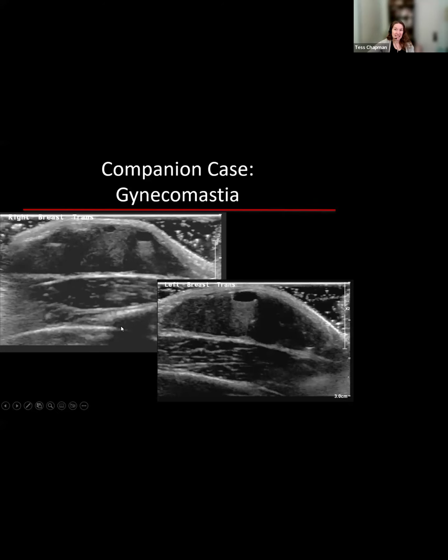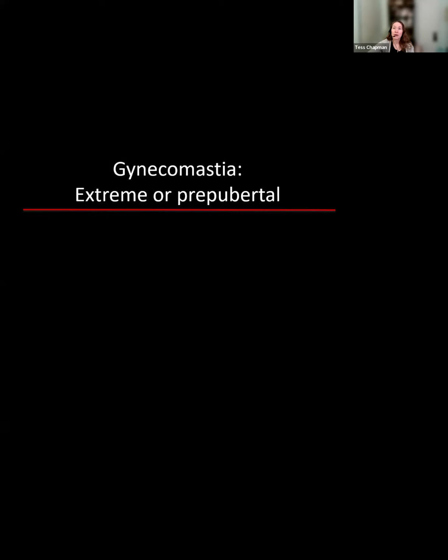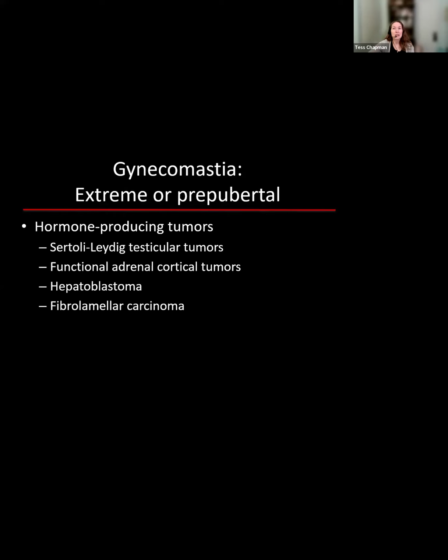Here's a severe case. This is a lot of breast tissue, cyst formation in the breast. You can see this posterior acoustic enhancement behind these anechoic lesions. This is profound. And this is important to talk about when we see extreme gynecomastia or when gynecomastia arises in the prepubertal boy. This is very concerning. So we need to think about maybe the possibility of a hormone producing tumor like those listed here. We also want to think about liver disease. Does the child have liver disease? You could consider Klinefelter syndrome as a cause for gynecomastia.